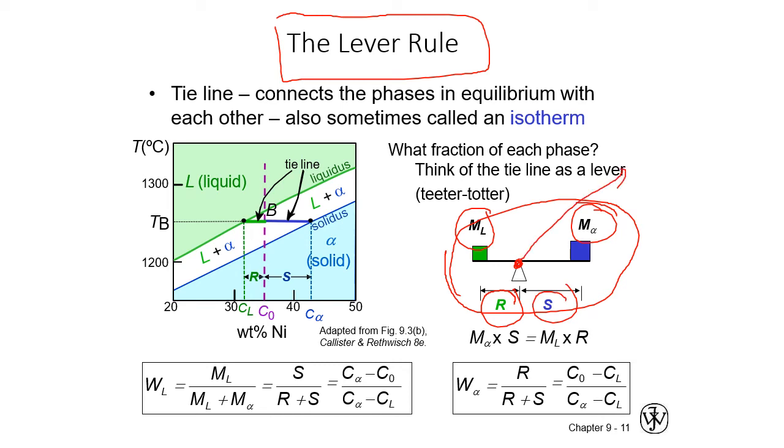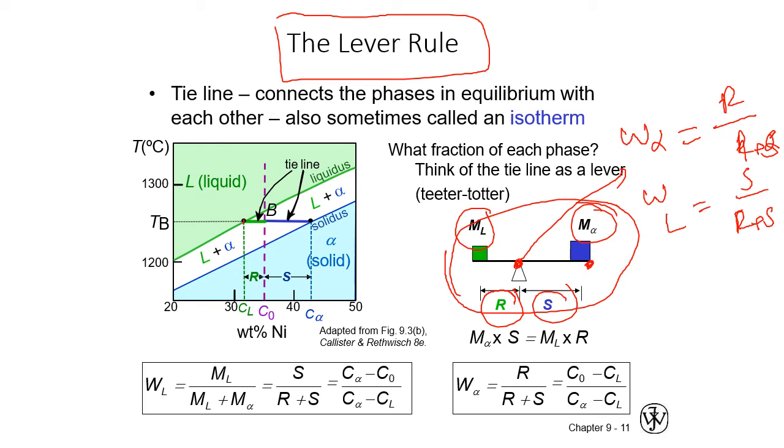If you take the moment about L equal to 0, then you will notice that W of alpha equal R divided by R plus S, right? And if you take the moment about alpha equals 0, then you will notice that W of L equal S by R plus S, right? So this is basically the lever rule, but the trick here is that you will consider the opposite direction.